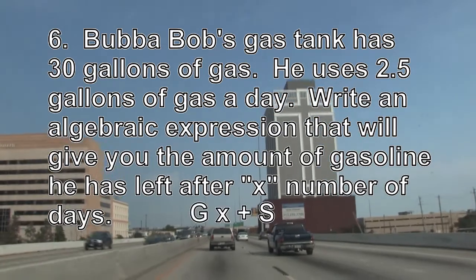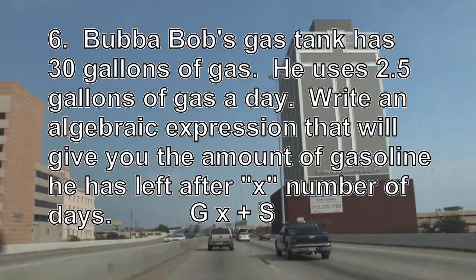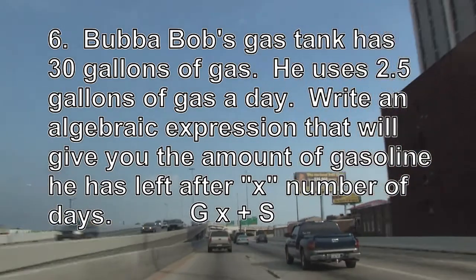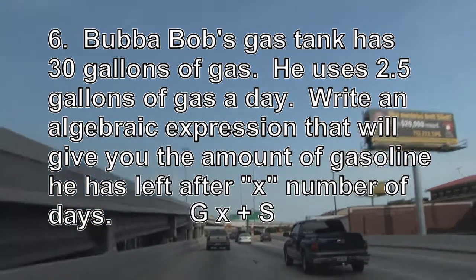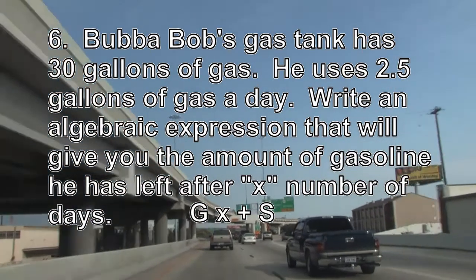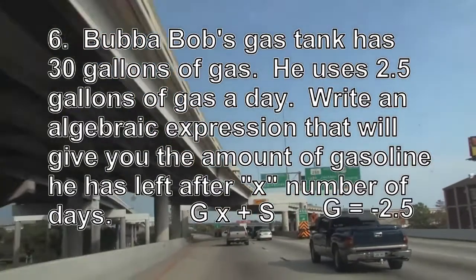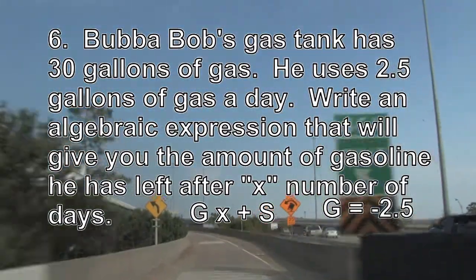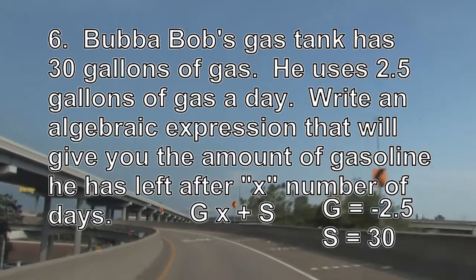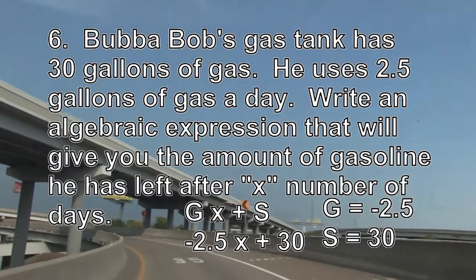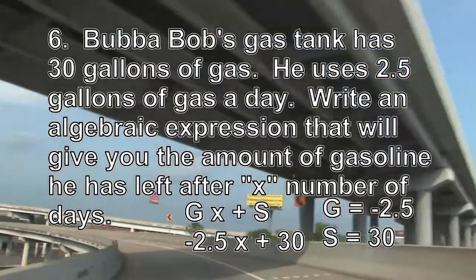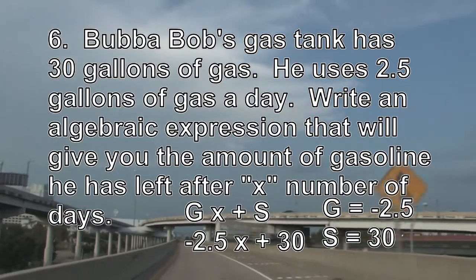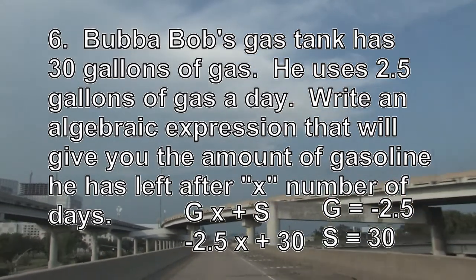Remember, to get this answer, we could use Gx plus S, the growing number times x plus the starting number. In this problem, we're going to use 2 5/10 gallons of gas a day. That would give us a growing number of negative 2 5/10. Bubba Bob starts off with 30 gallons of gas. That means our starting number would be 30. Now, if you replace the quantities of G and S into Gx plus S, you would get negative 2 5/10 x plus 30. That is the expression to give you the amount of gasoline he has left after x number of days.